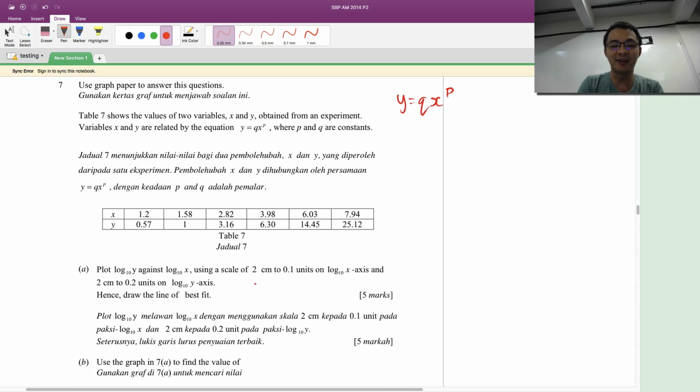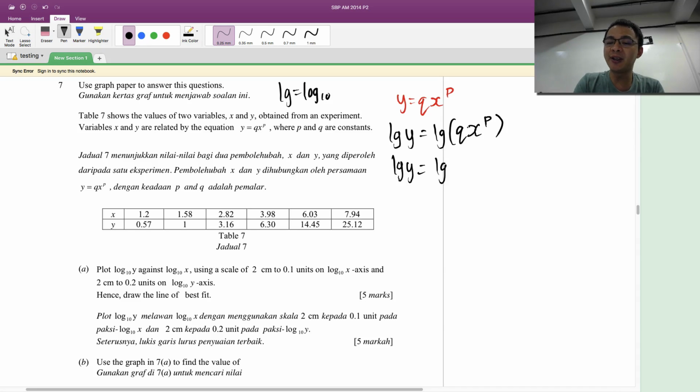The base is 10. In order to get that, I will solve my equation first. I will add log 10. Let LG stand for log 10, because I will write a short form. So I'll add log 10 to both sides: log y equals log of q x to the power of p. The log rule tells us that here is multiply, and when I expand, it becomes plus. Then I will rearrange, moving the p to the front, because with log, a power can be moved to the front.